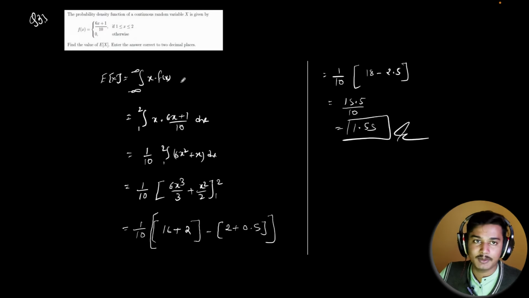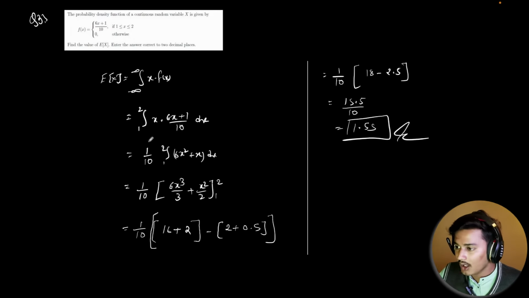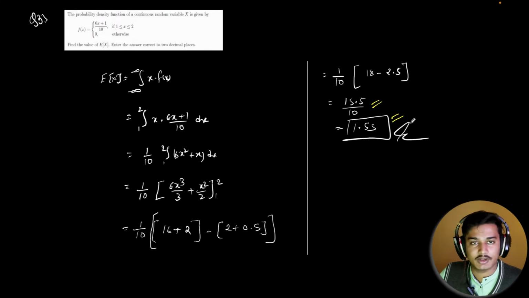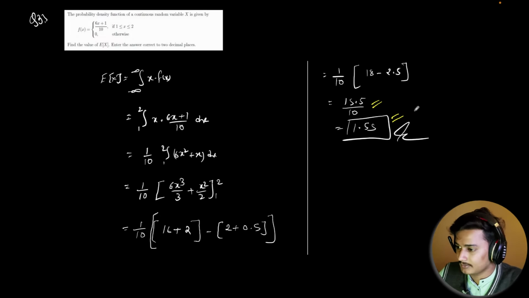So E of x is nothing but we know the integration from minus infinity to infinity of x into f of x, right? So we have the region from 1 to 2. So it will be nothing but the integral from 1 to 2 of x into f of x, which is nothing but 6x plus 1 by 10 dx, right? So 1 by 10 into the integration from 1 to 2 of 6x square. Basically I have taken out 10, right? 6x square plus x, and multiplied x inside, okay? Now on integrating it, we will get something like 15.5 upon 10, that is 1.55, that is the answer, okay? So it is a simple calculation, okay?